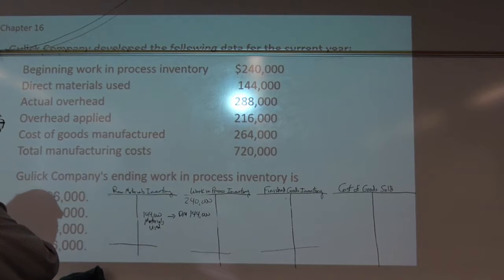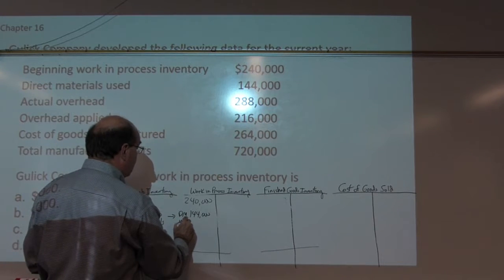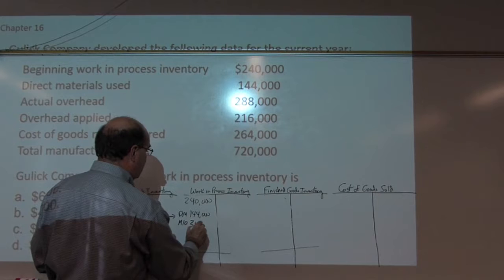Actual overhead and applied overhead. They throw that at you a little bit to confuse you. In chapter 16 we talk about applied versus, well actually we do that in 15, applied versus actual. What we put into the work in process inventory account is the applied overhead. So we want to use the applied overhead. So manufacturing overhead is going to be the 216,000.